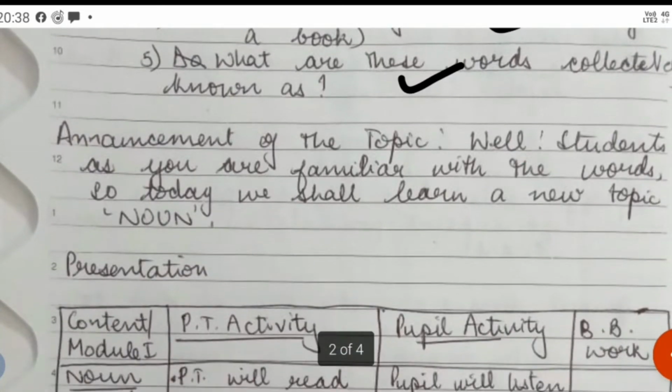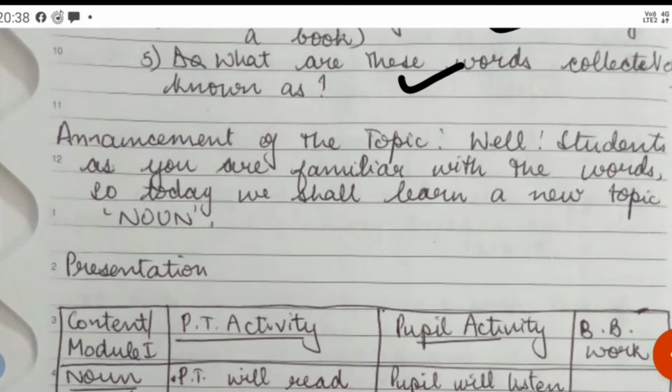Moving on to the next one. Now the fifth question can be such that the child can answer also and cannot answer also. So it is up to the child according to the understanding or the knowledge of the child. Now next comes the announcement of the topic. Now well students, as you are familiar with the words, so today we shall learn a new topic now.